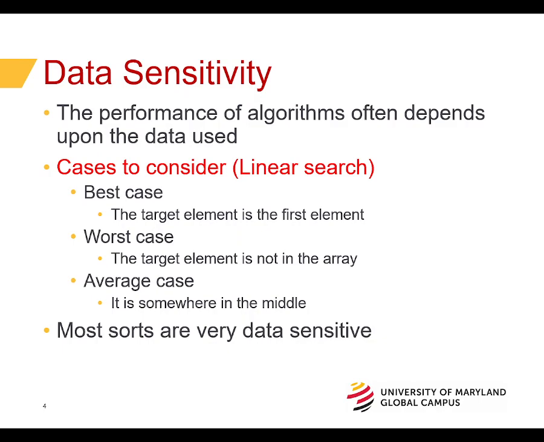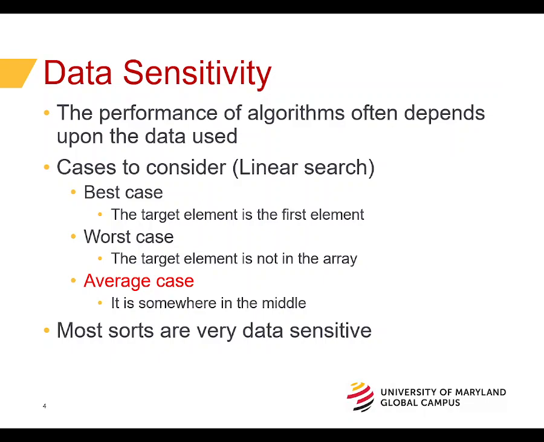So let's return to our linear search example and consider the 3 possible cases which would apply to any algorithm. The best case is when the fewest lines are executed. In that case, only 4 lines would be executed, which is a constant amount. The worst case is the one that we previously considered. It is when the target element is not in the array.